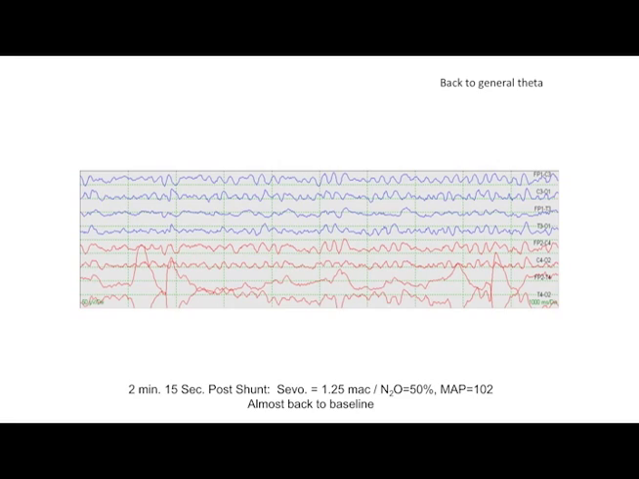Now we're at 2 minutes, 15 seconds post-shunt. It looks a lot better. The fast frequency stuff is back. The amplitude on the right side is back. So it looks almost back to baseline. The symmetry is back. So the shunt seems to have effectively helped reperfuse the area of brain that was becoming ischemic.